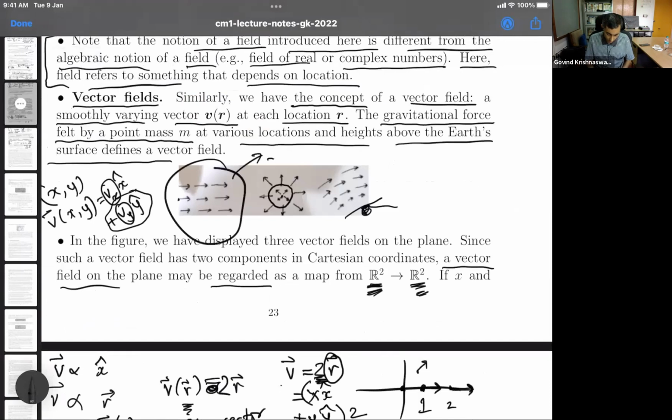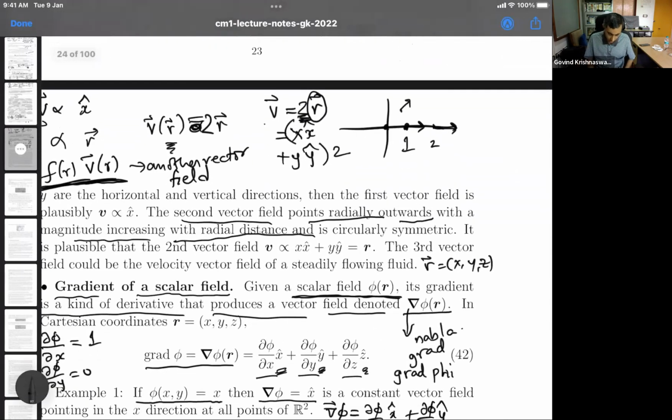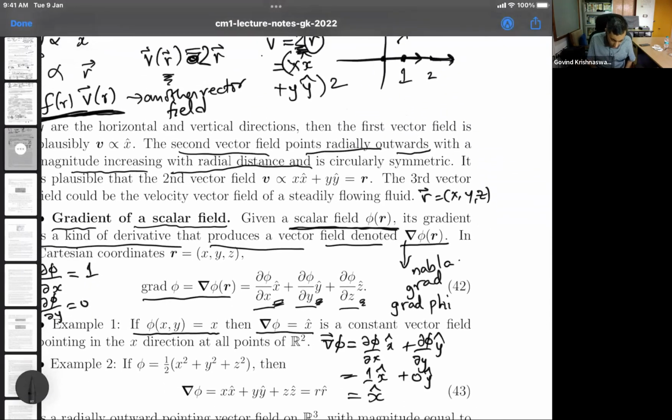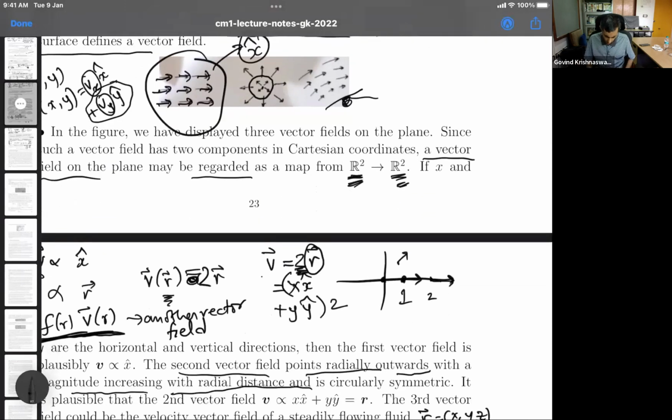Namely, this is the x hat vector field. Yes, it's the x hat vector field. So the length of the arrows doesn't change with location. Notice that? The lengths of the arrows are all the same everywhere, and that's why we say it's a vector field x hat, of unit length everywhere.